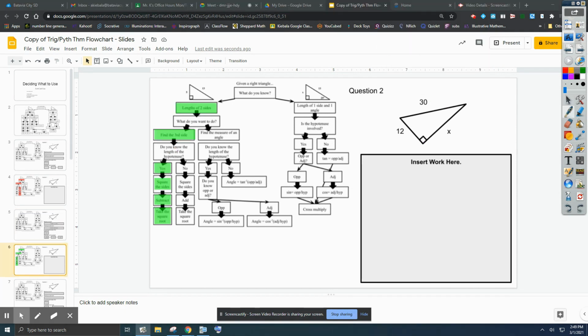All right, so because we're trying to find a third side and we're given 2 and one of them is the hypotenuse, what we're going to do is square the sides, so 30 squared and 12 squared. Then we're going to subtract those, so 30 squared minus 12 squared. I'm going to type into my calculator 30 squared minus 12 squared, and I get 756. Okay, then we're going to take the square root of that. So square root, I get something around 27.5, rounded to the nearest tenth. And that would be this missing side.